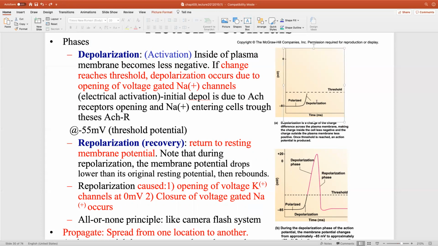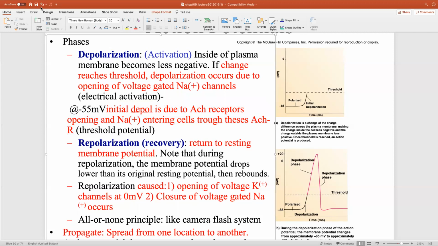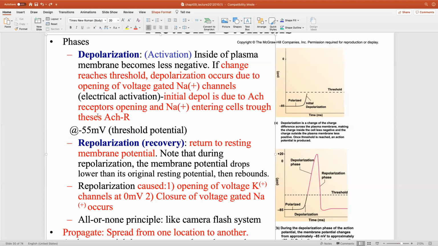Perfect. All right. This initial depolarization right here, this kind of upswing from rest towards threshold, that's due to what we call our acetylcholine receptors, right? So just keep that in mind, that we have these acetylcholine receptors, and they are going to be closed unless acetylcholine is released, right? So once acetylcholine is released from our neuron, acetylcholine binds to its receptor. Acetylcholine receptors are sodium channels.